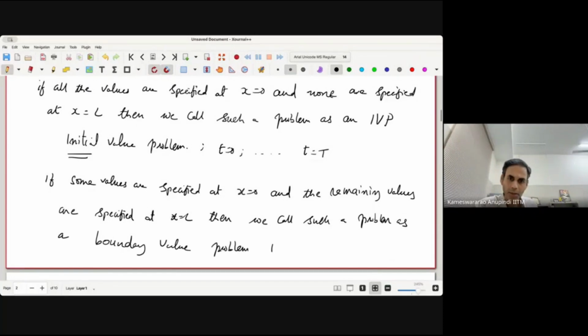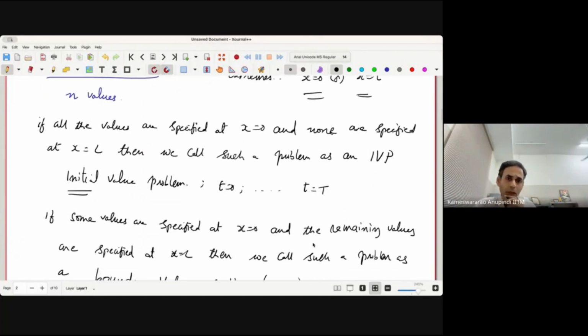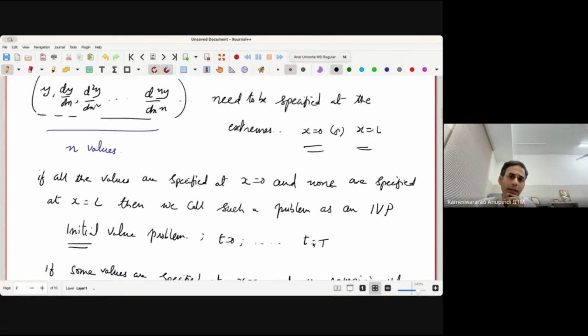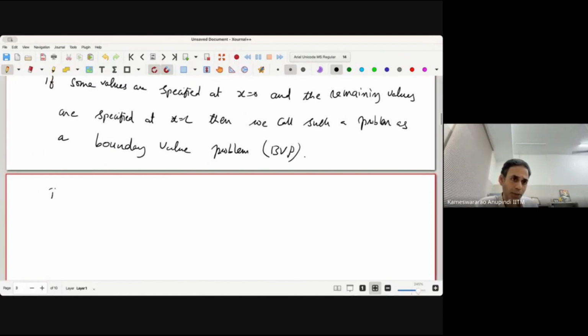Okay, that means the values of the dependent variable and its derivatives are partly given at one end and partly given at the other end. This is basically a boundary value problem. Now, of course, we're going to see how to solve both the initial value problems as well as boundary value problems in this chapter.